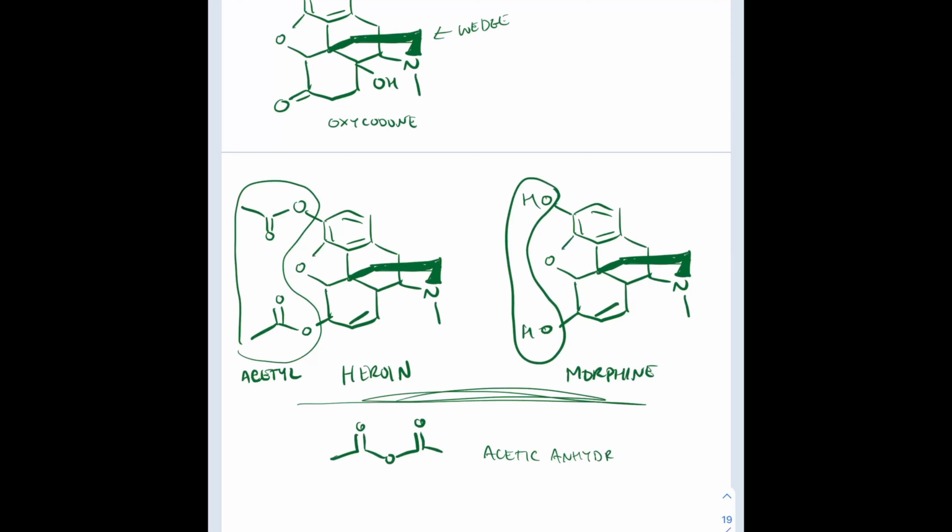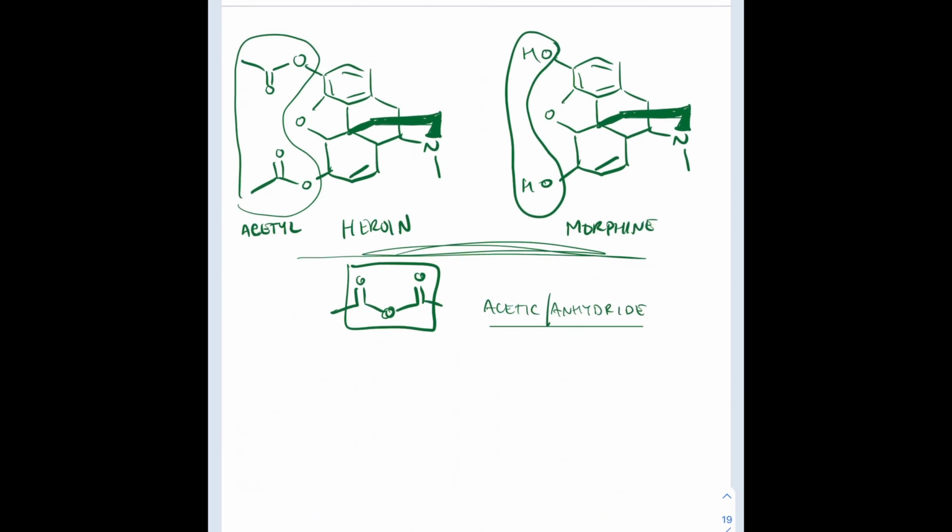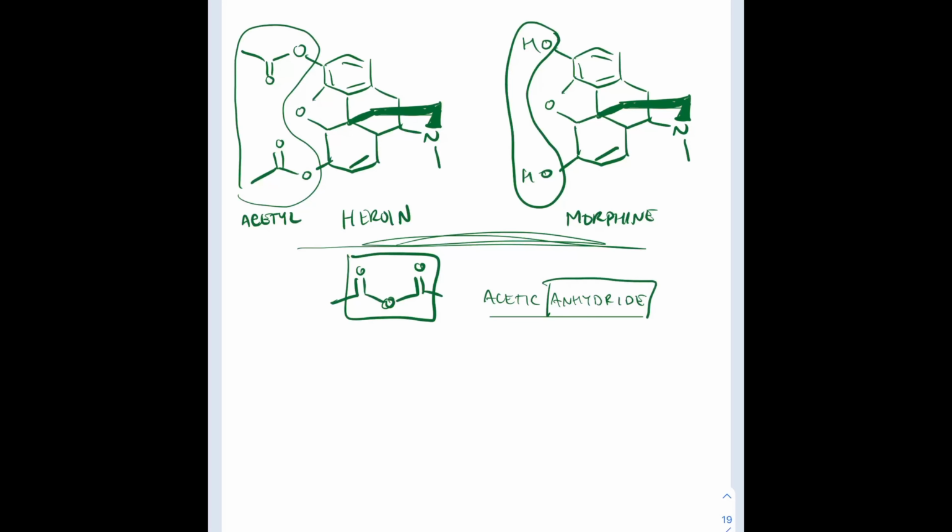Acetic anhydride, which is another functional group that you guys should be aware of. So this portion right here, where you have two carbonyls with this oxygen in the center, that's called an anhydride. Okay? Whoa. Simmer down, iPad. All right. That is called an anhydride.